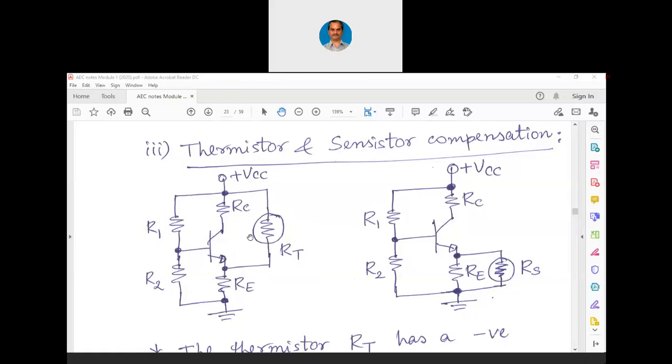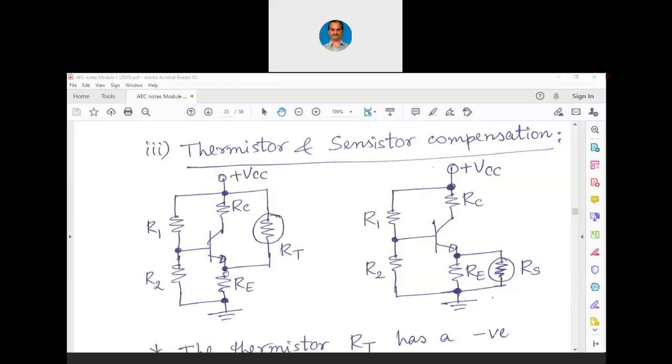So that is how increase in temperature is going to reduce the value of RT. Reduction in the value of RT is going to increase the voltage drop across RE. The voltage drop that is increased across RE is going to bring the transistor back into the active region. If current increases, then it will gradually move towards saturation, right? But if it moves towards saturation, we have a thermistor here. Now the thermistor is going to have a lesser resistance.